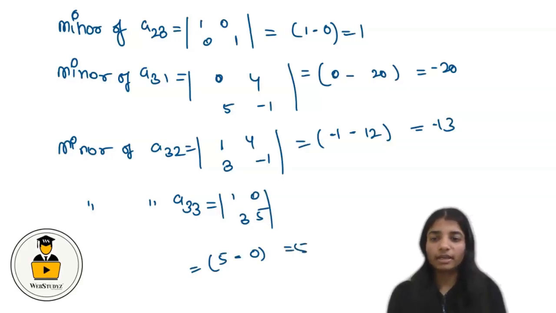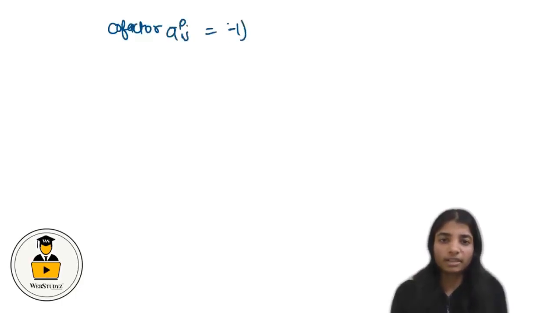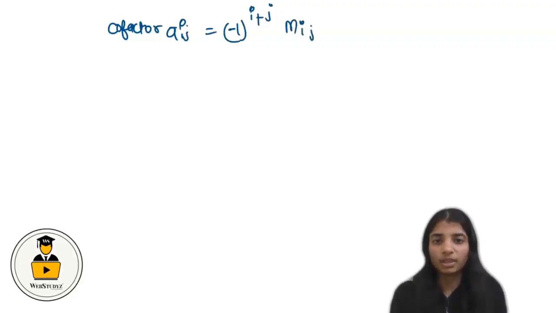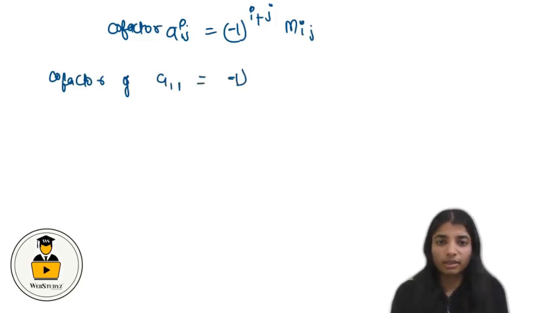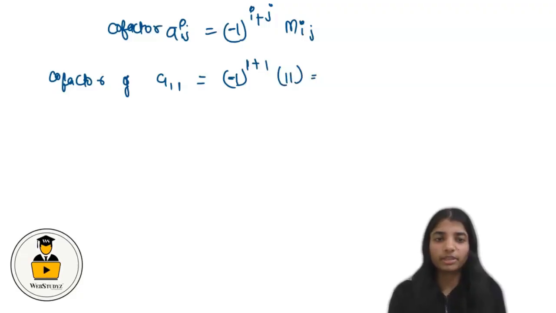Now we are going to find their cofactor. So cofactor of Aij is equals to minus 1 raised to the power i plus j multiplied by the minor of ij. So cofactor of A11 is equals to minus 1 raised to the power 1 plus 1 and its minor, that is 11. Minus 1 raised to the power 2 is plus 1. Plus 1 multiplied by 11 is 11.